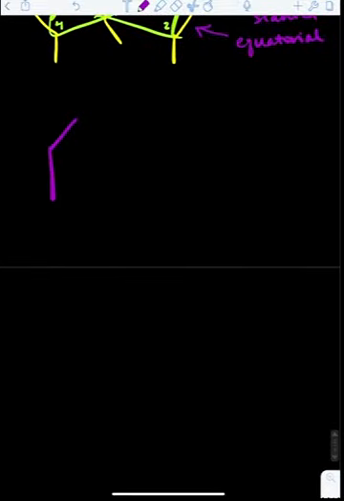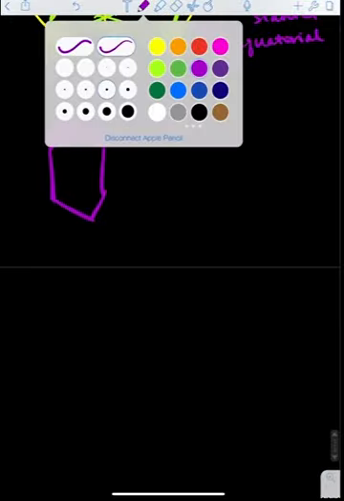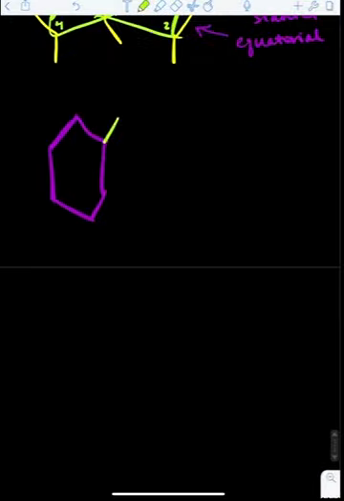So let's use that same example we did earlier. Actually, let's come up with a new one. So on this one, let's say we have a Br and a hydrogen. All right, let's say we have something like this.